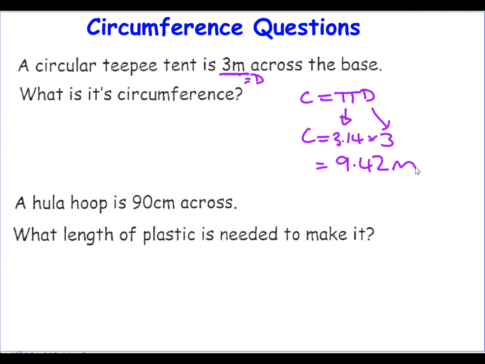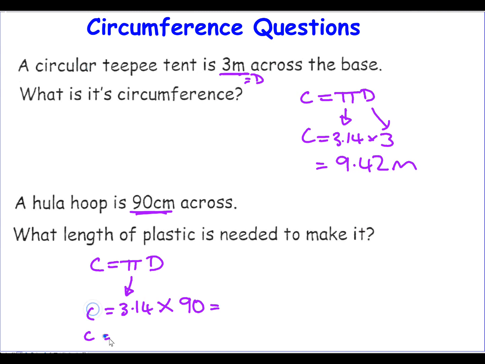A hula hoop is 90 centimeters across. What is the length of the plastic needed to make it? So we know that the circumference, or distance around the outside of the hula hoop, is equal to pi d. I know pi is 3.14. I know I have to multiply the two things together, and the diameter is 90 centimeters. It's the distance across the hoop.